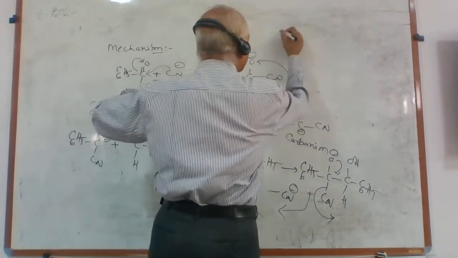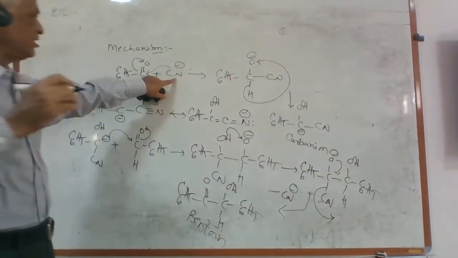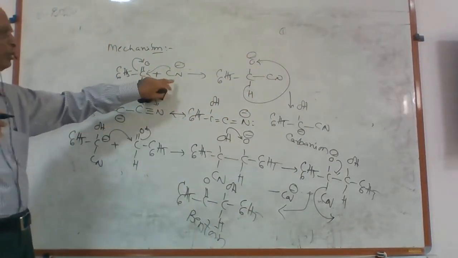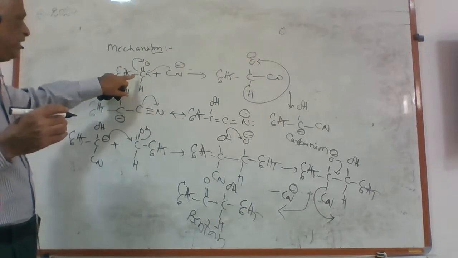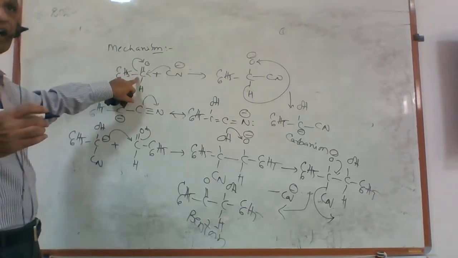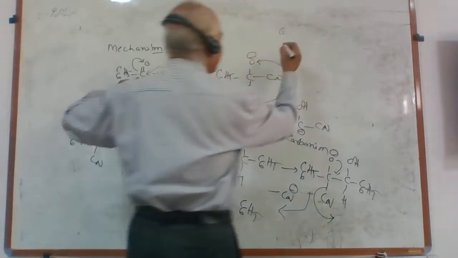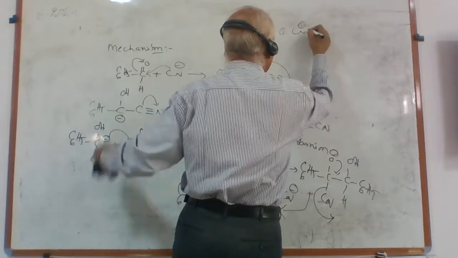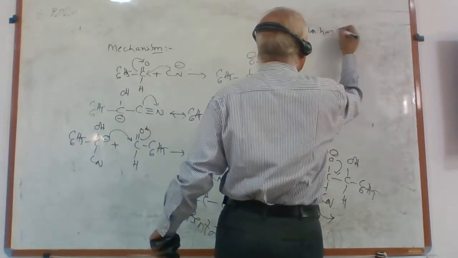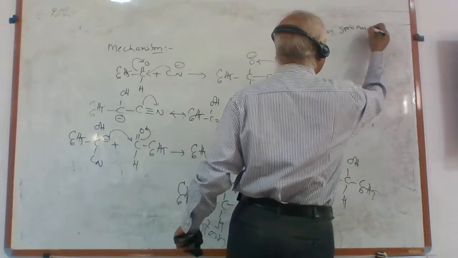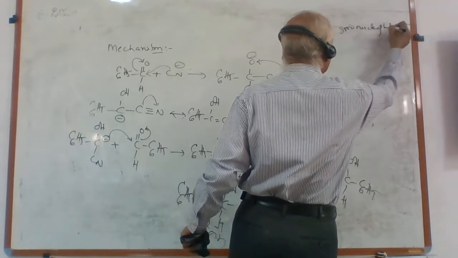Why? Because number one, CN minus ion has got good nucleophilicity, thereby it can attack the carbonyl carbon easily. So number one, CN minus ion has good nucleophilicity.